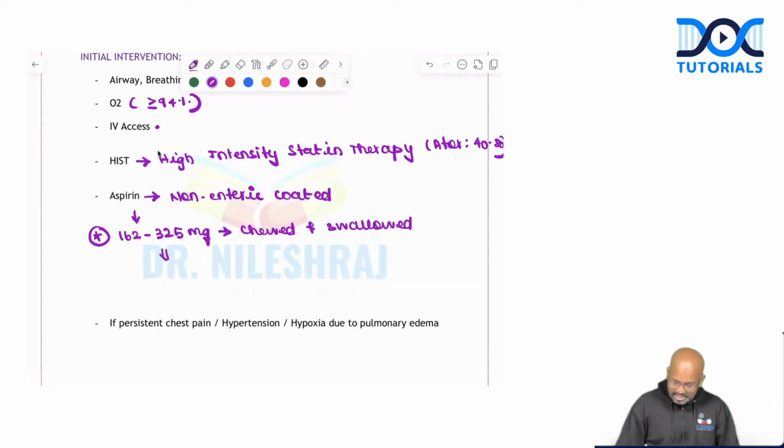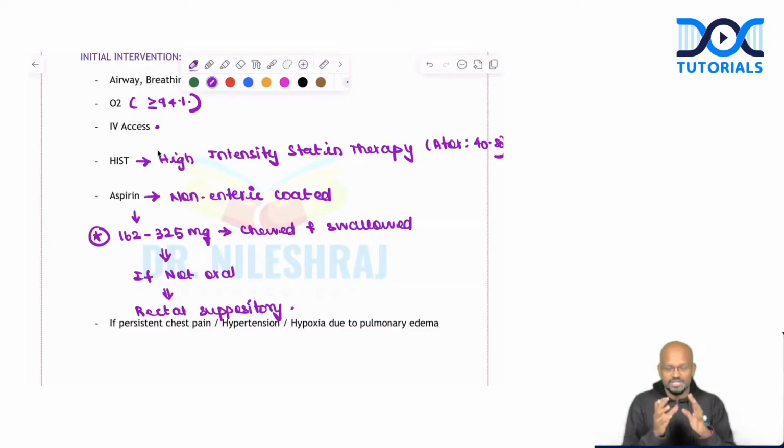No, sir, the patient is not conscious. The patient is just lying down like this. How can I make sure the drug is reaching inside the body? If we cannot administer that drug via oral route, we can administer it as a rectal suppository. Okay, so these are the different ways in which aspirin can be given to the patient.